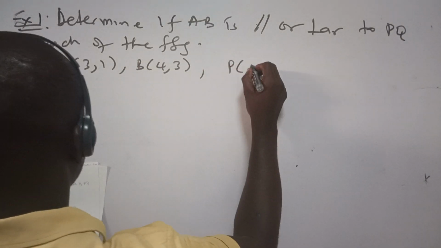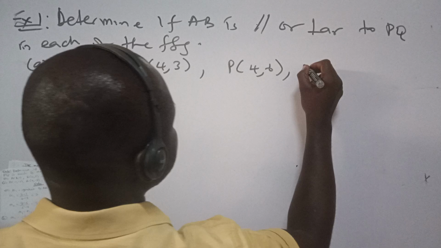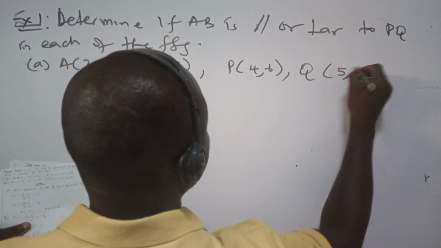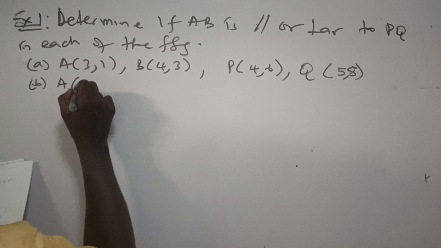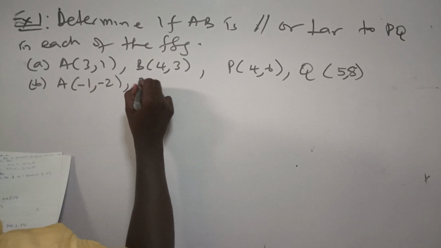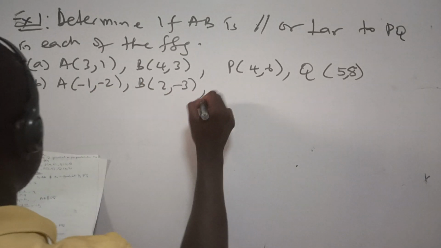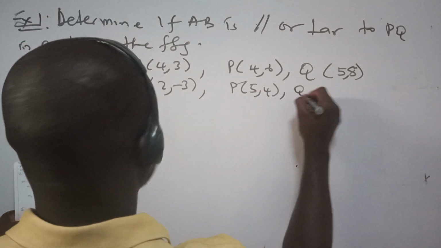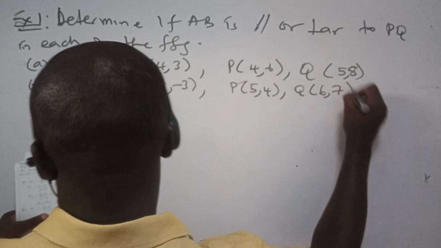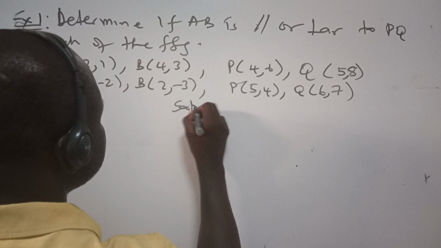So P is (4, 6), then Q is (5, 8). So this is the first one. Then the second one, we have A to be (-1, -2), then B is equal to (2, -3). P is equal to (5, 4), then Q is (6, 7). So this is what we are given.